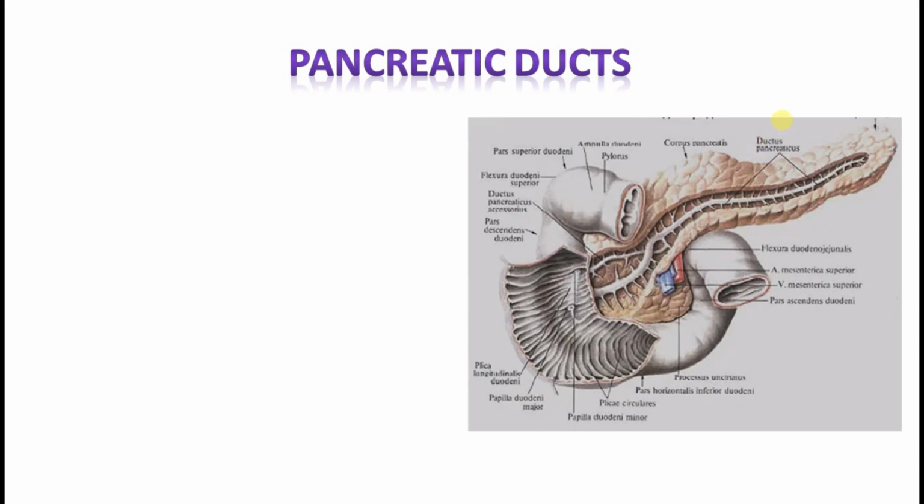Now, that is about the presenting parts and the relations. Mainly we have seen about the head, neck, body and tail of the pancreas. So you should mainly remember behind the neck, formation of portal vein. Then tail is present within the two layers of lienorenal ligament.